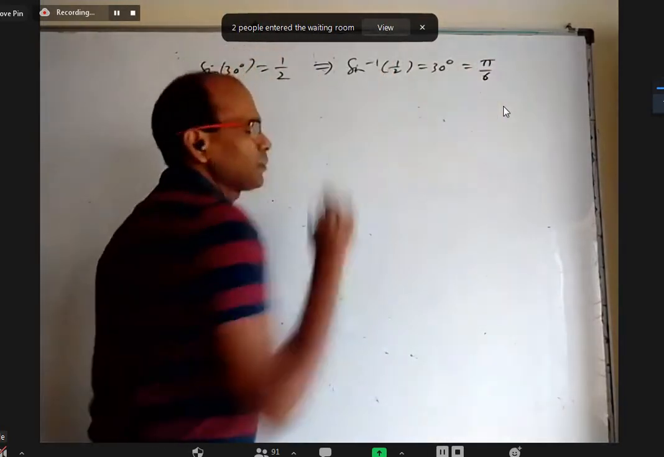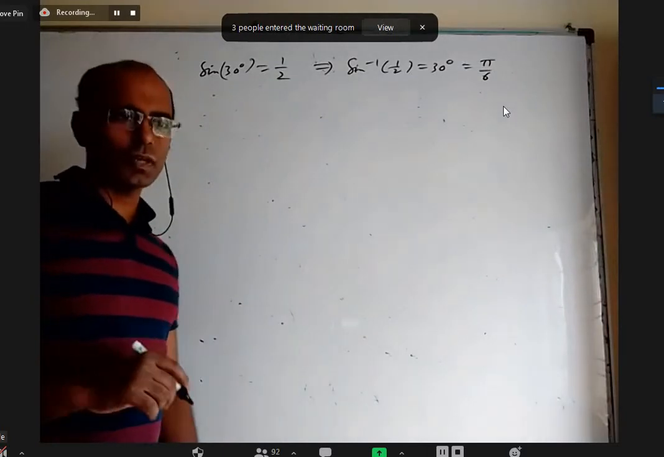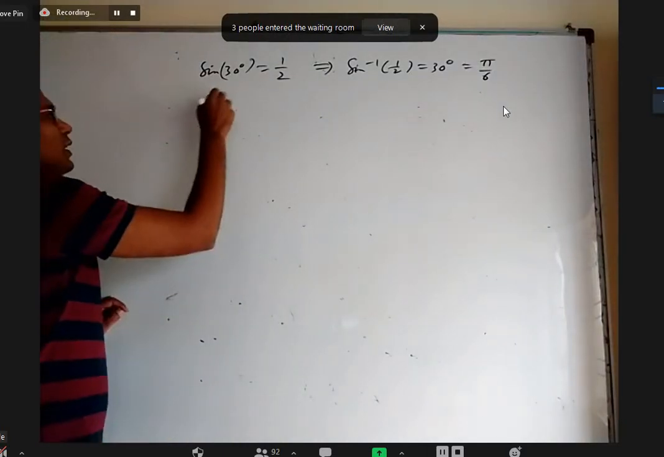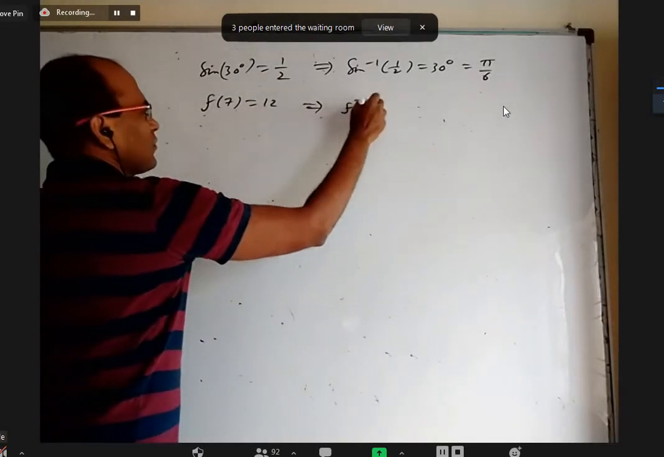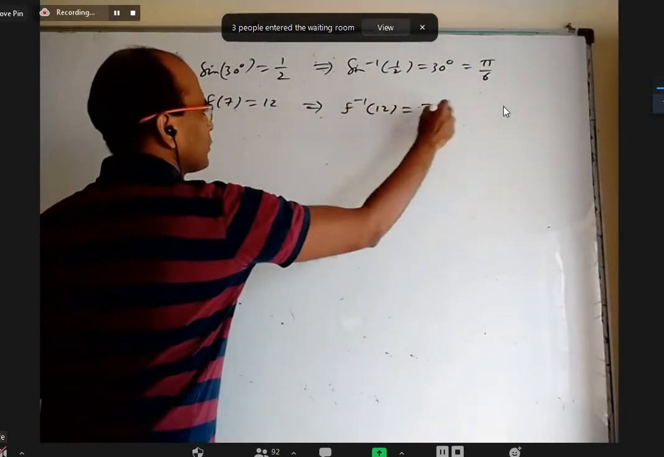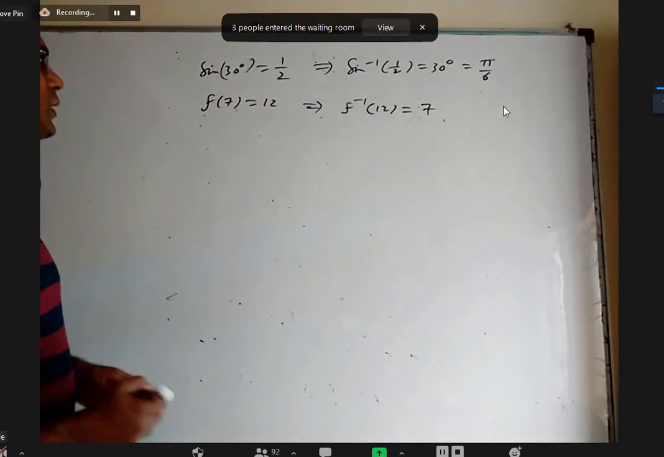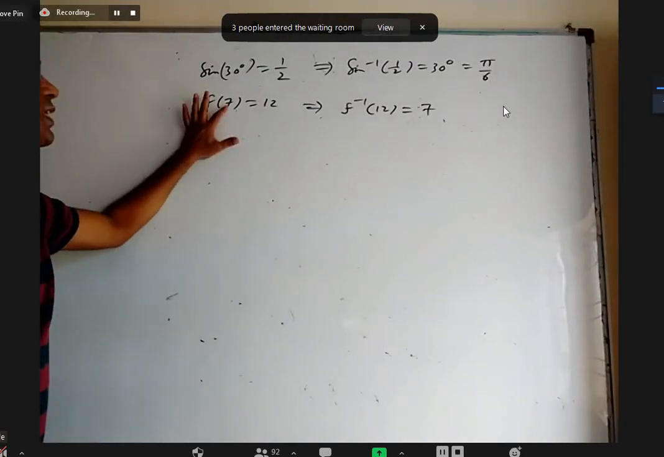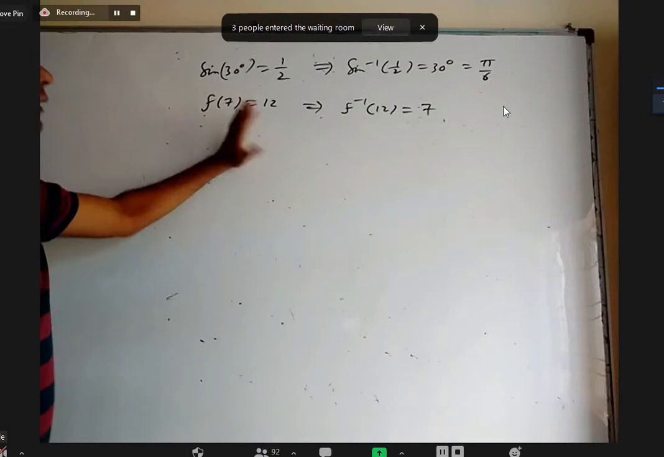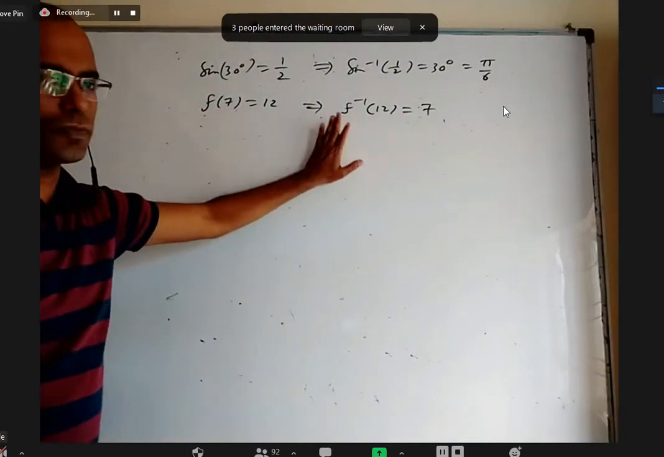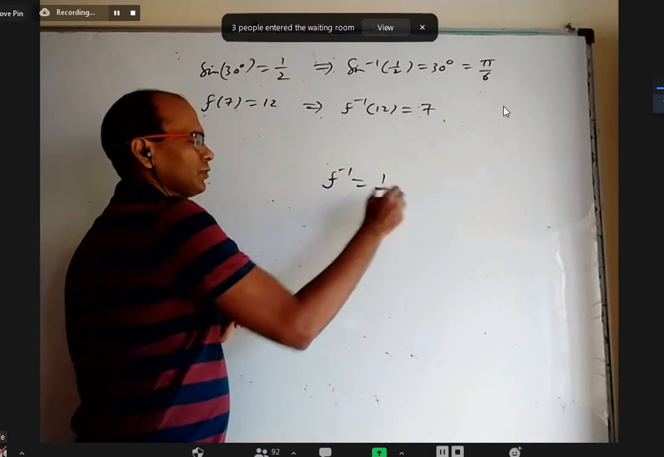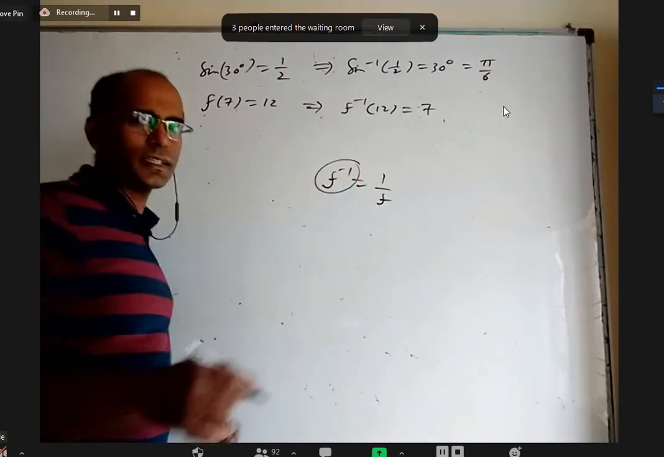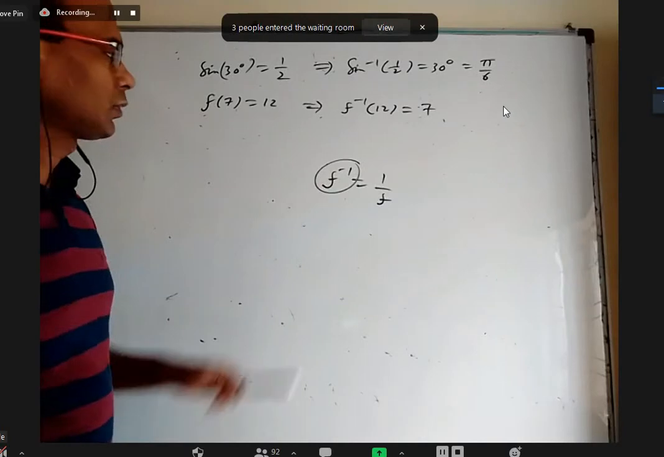It is not sine power minus 1, it is not 1 by sine, it is not that way. For example, f of 7 is some 12. We will write f inverse 12 is 7. Basically, what does it mean? If there is a function, when input is 7, output is 12. Then there is a reverse function, or inverse function, we call it. That is f. This f power minus 1 is not 1 by f. We just should read it as the inverse function of f. That's all. It is not this one.